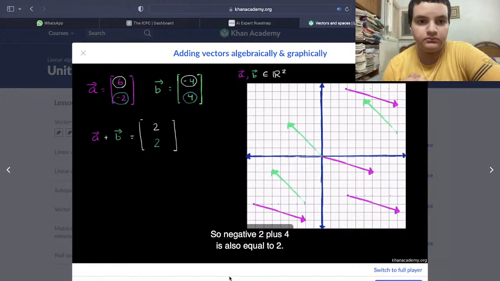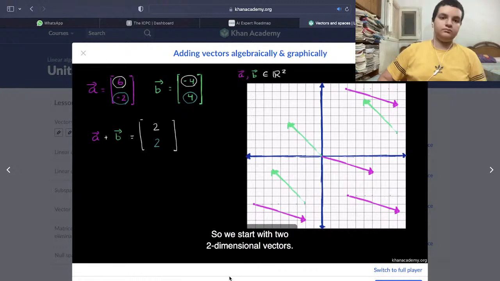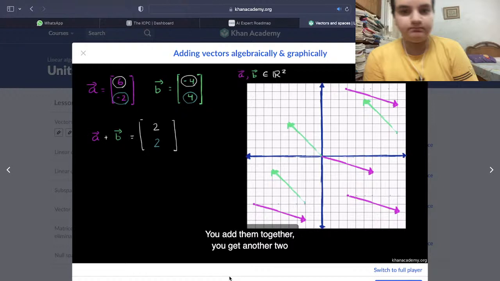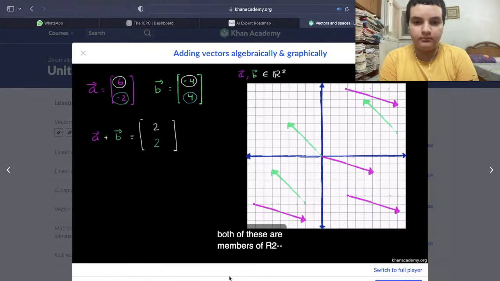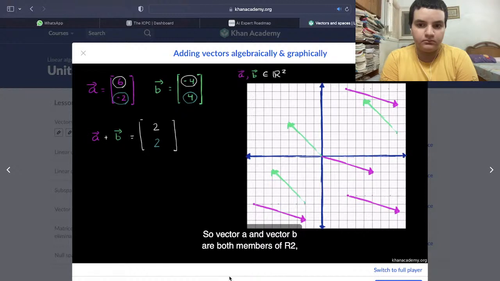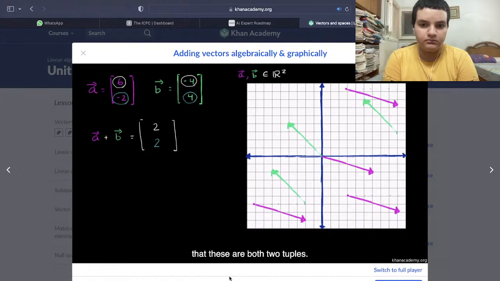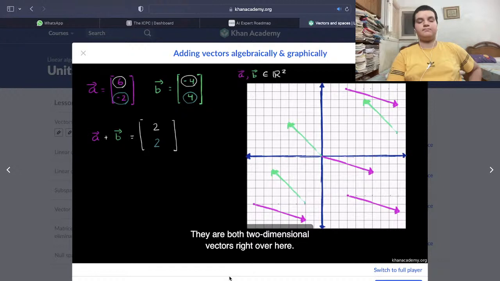So we start with two-dimensional vectors. You add them together, you get another two-dimensional vector. If you think about it in terms of real coordinate spaces, both of these are members of R2. I'll write this down here just so we get used to the notation. So vector A and vector B are both members of R2. Which is just another way of saying that these are both two-tuples. They're both two-dimensional vectors right over here.